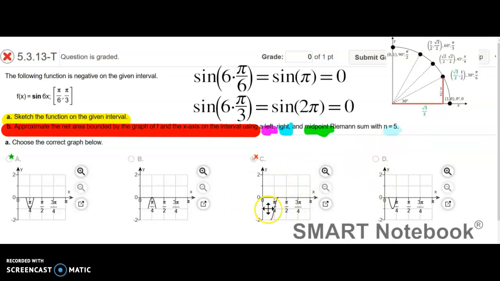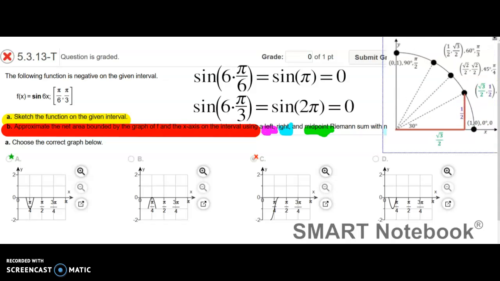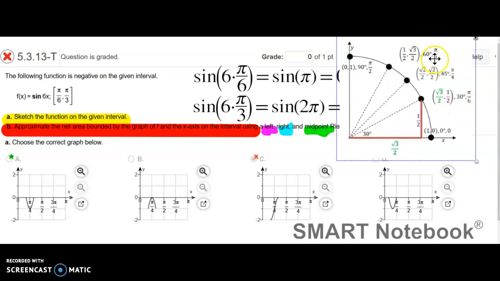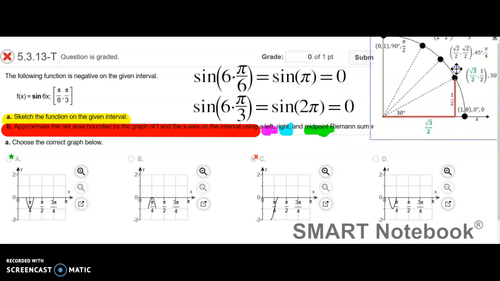The student got it wrong at first, although the pi over 6 to pi over 3 is doing well here. This is not what sine is doing for sine of 6x. Let's remember, sine of 6 times pi over 6 is the same as sine of pi, which is 0. Sine of 6 times pi over 3 is sine of 2 pi, and that's also 0. Remember, pi over 6 and pi over 3, pi over 4 is right in the middle, right? So this graph that they chose here is in the right interval.